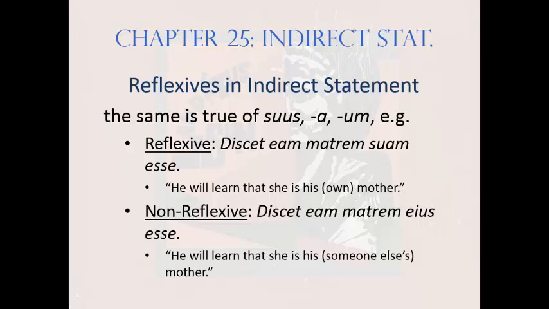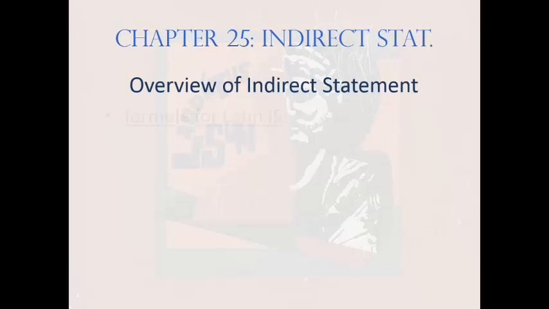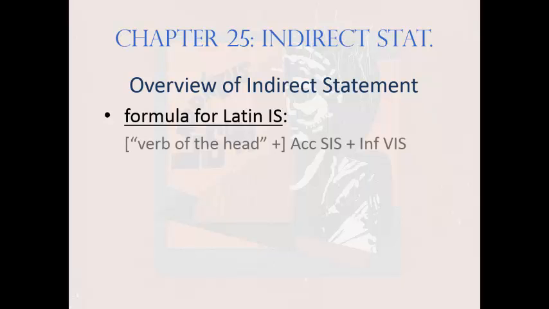I told you that this was going to be rough going. Please note indirect statement. But master this, and I assure you that you're over the hump. Another indirect statement. See how common it is? Let's review. The formula for indirect statement is simple and straightforward. A verb of the head in the main sentence sets up the possibility of indirect statement, which will have an accusative subject, and an infinitive verb.